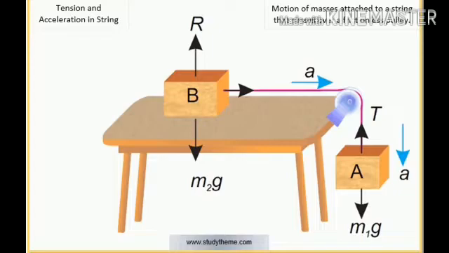In this case, mass M2 is kept on a horizontal table and mass M1 is hanging through a small pulley. Assume that there is no friction on the surface. Both masses M1 and M2 are connected by a light and inextensible string. If M1 moves with an acceleration A downward, M2 also moves with the same acceleration A horizontally.